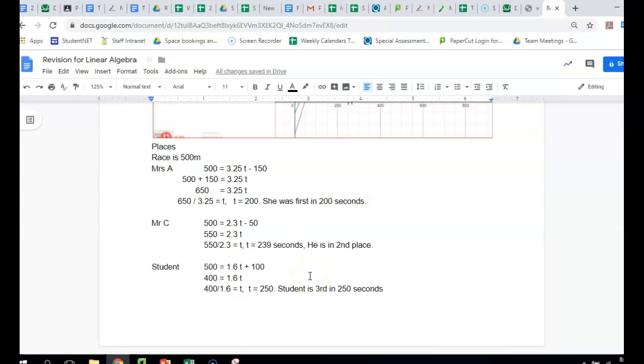And finally, the student's equation was D equals 1.6t plus 100. I took the 100 and did the opposite with it on the other side, minused it, and got 400. Divided by 1.6 to get t, and got an answer of 250. So the student is third in 250 seconds. Now this is all you need to get achieved for your linear algebra assessment.